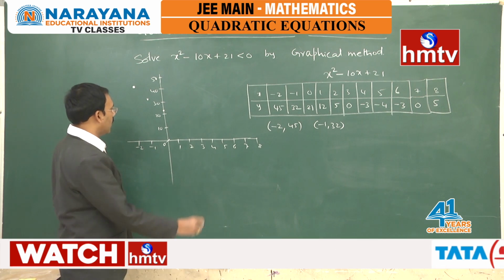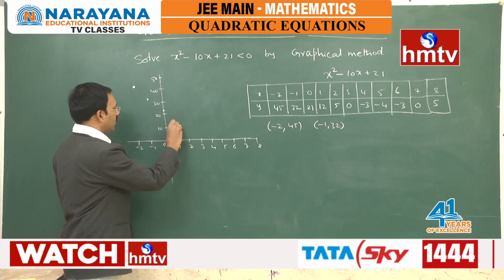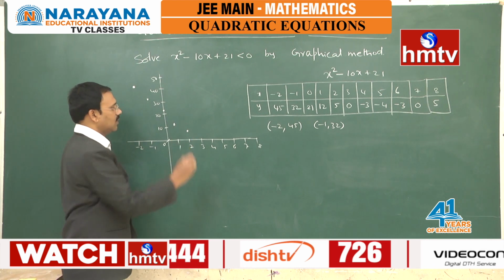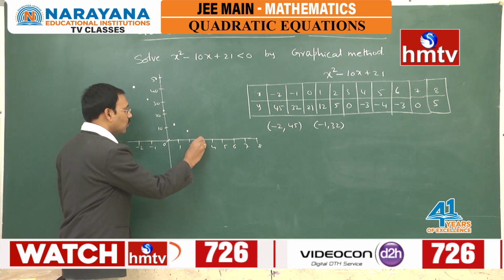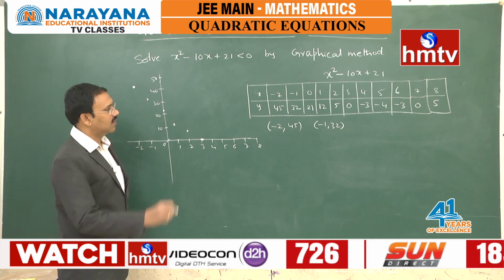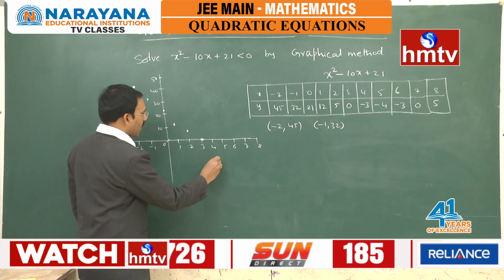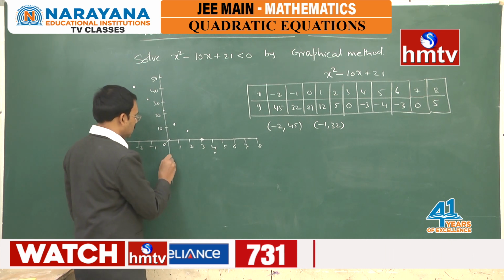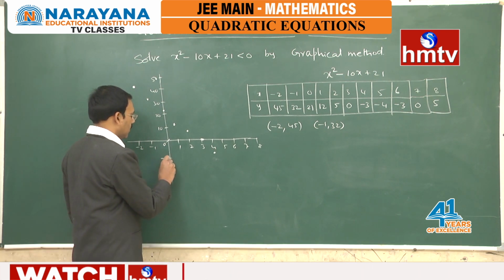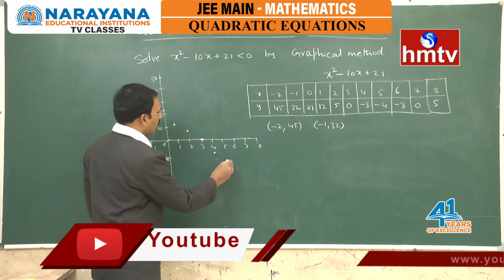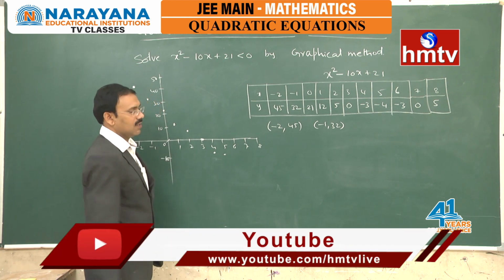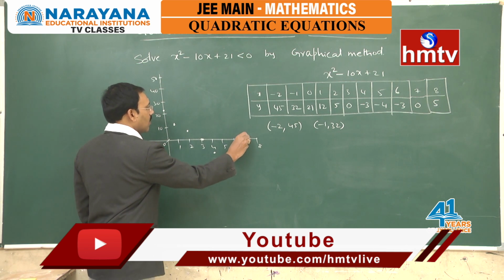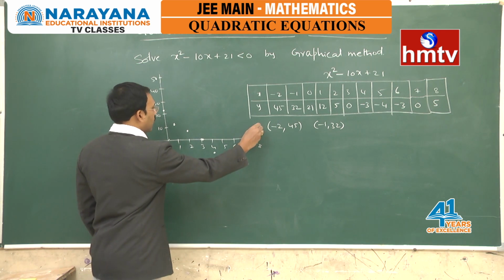And 1 comma 12 will be here. 2 comma 5 would be here. 3 comma 0 would be here. The next, 4 comma minus 3, we can take here because this would be minus 10. Then 5 comma minus 4 can be taken here. 6 comma minus 3 can be here. 7 comma 0 and 8 comma 5.